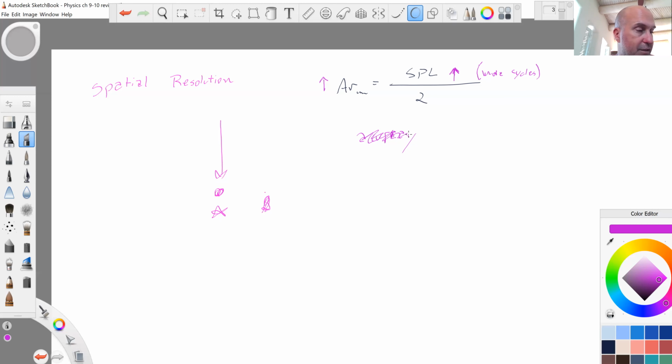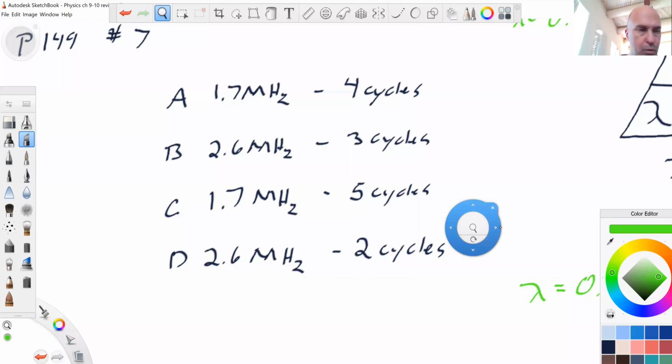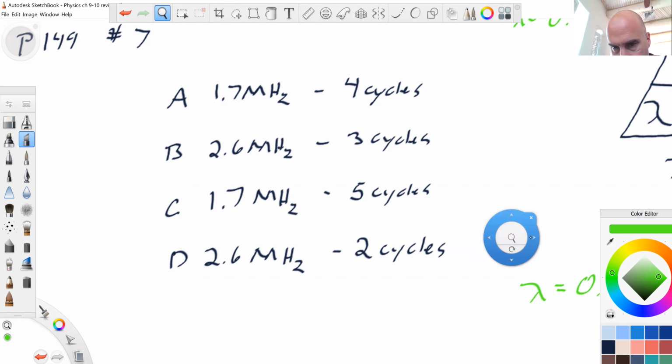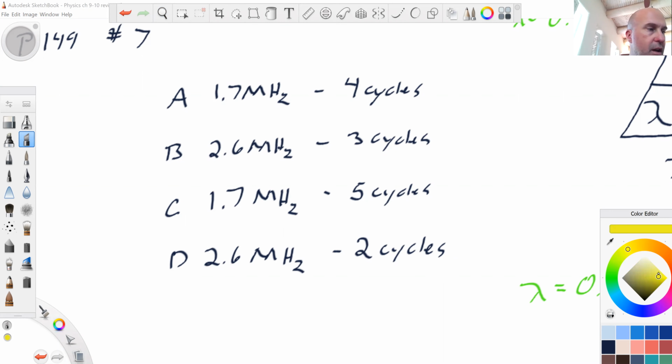Which of the following transducers has the poorest axial resolution? Interesting. In fact, I'm going to write this one out. Let me pause it here for a second. Okay, so I've written out the basics that we need to look at for number 7 on page 149. Now, they're not asking for any numbers, but I did throw some numbers down so we can look at that as well.